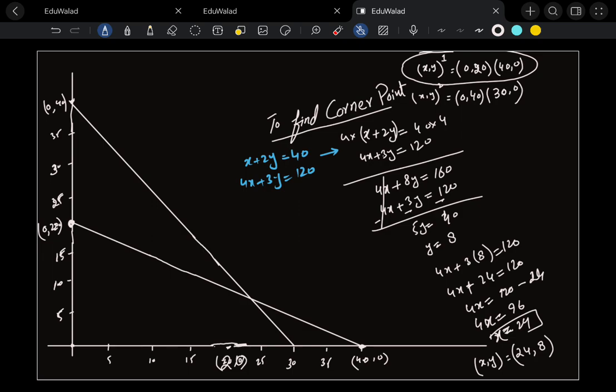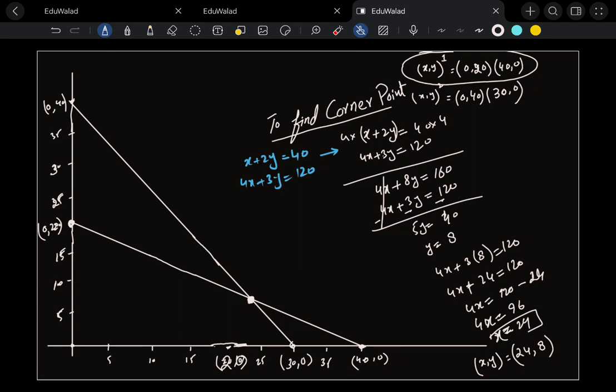Okay, this is the 30 and 0 point. Now we have to find the corner points, because this region is meeting at a point here. We want to find the corner points.